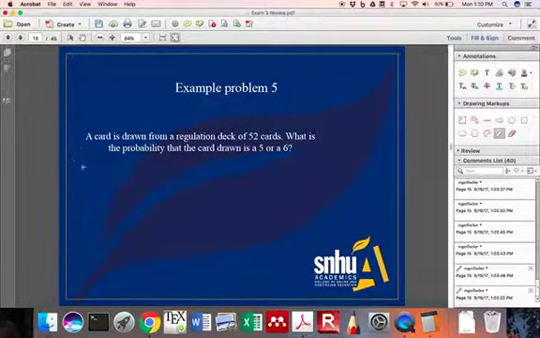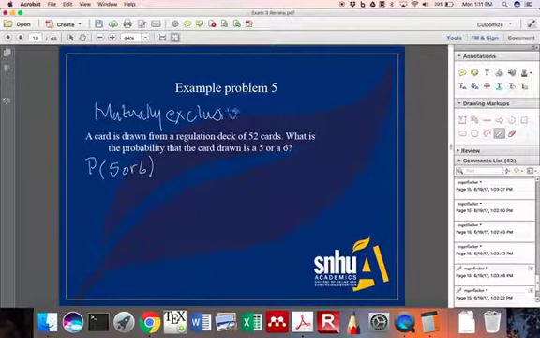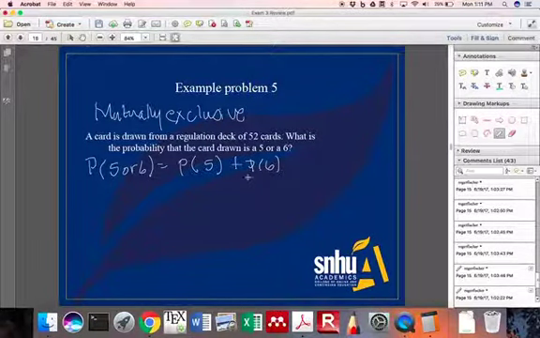Well, let's think about this. You can't draw a particular card from a deck and get a 5 and a 6 at the same time. That's mutually exclusive. And so that means there's less to think about here than there was on the last problem. Here, the probability of drawing a 5 plus the probability of drawing a 6 is the answer.